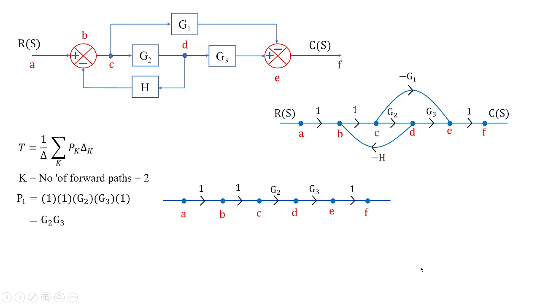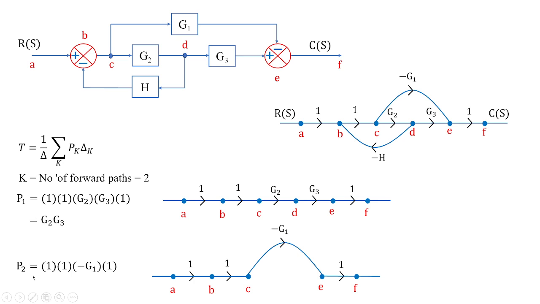And the next forward path starts from A, B, C, and jumps from C to E and goes forward to F. That forward path, in terms of gain, is nothing but minus G1. So this is P1 and P2. Fine.